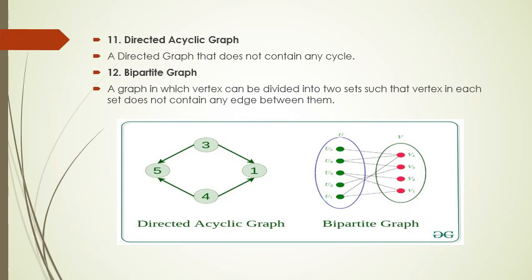Directed acyclic graph: a directed graph that does not contain any cycle. Below there is a diagram of a directed acyclic graph.